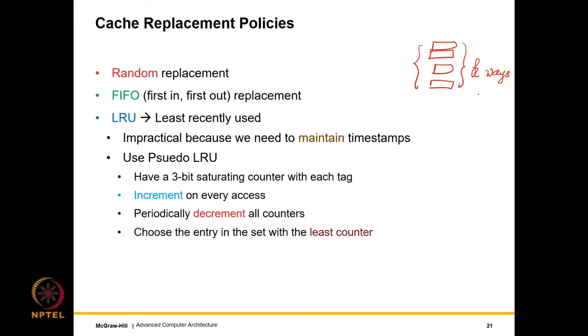So one is random. Random replacement in practice is not that bad, but it's not optimal. It's not the best, clearly. One is first in, first out.